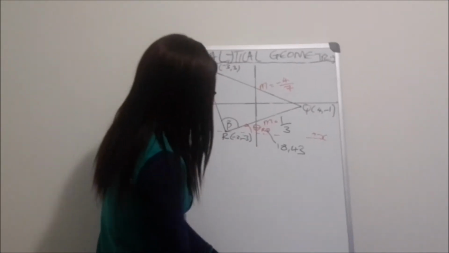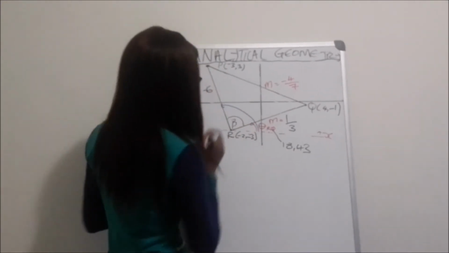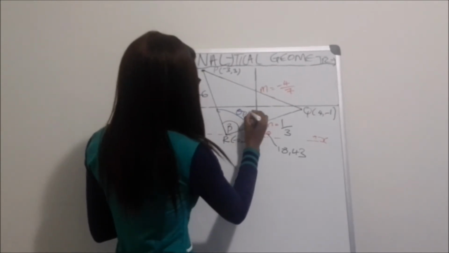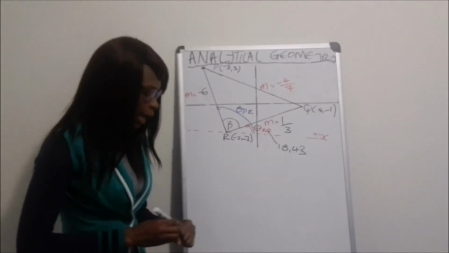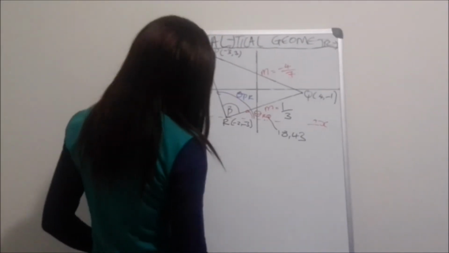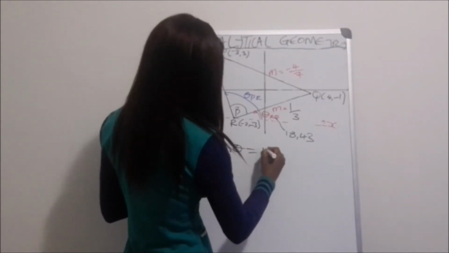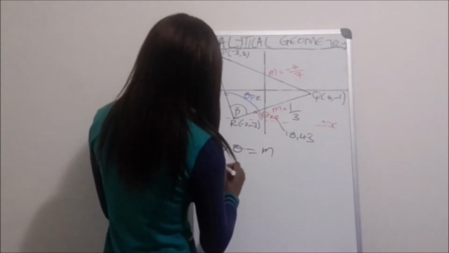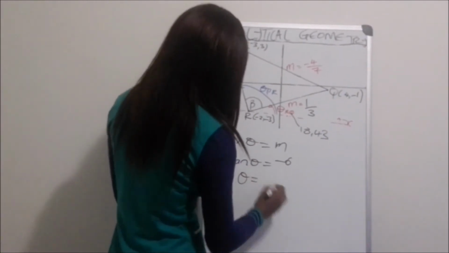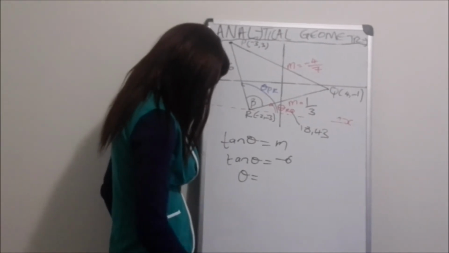Which is this angle here, the angle from the horizontal to the line there. So this will be the angle of inclination of line PR. Then to find the angle of inclination here, we have to use the gradient. We have to use an equation: tan theta is equal to the gradient. And our gradient here is -6, so tan theta is equal to -6, and our theta will be, remember, shift tan -6.